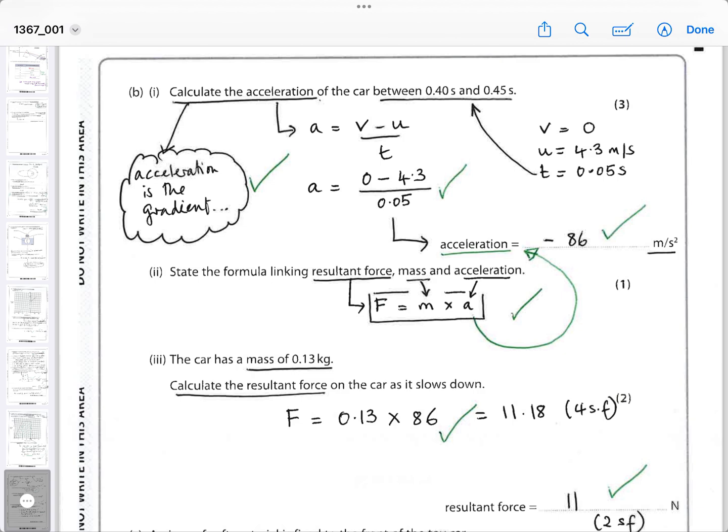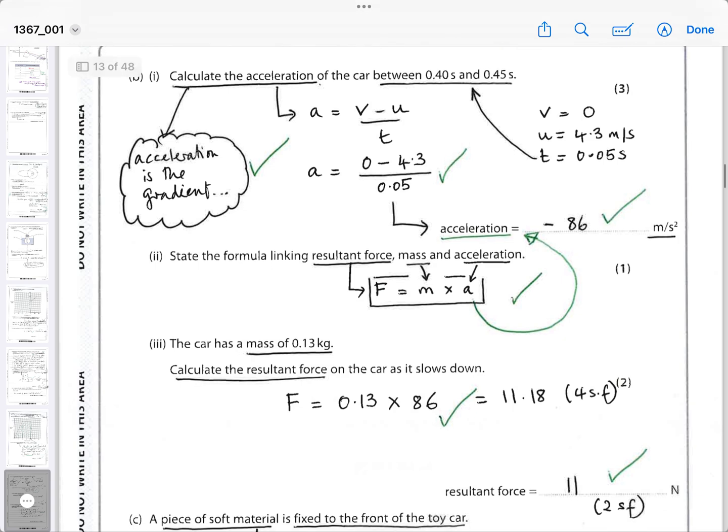So the acceleration is the gradient, whereas the distance was the area under the graph, and that's how you do the question. So you're given the data on the right. V is 0, U is 4.3, and T is 0.05. Okay, the next one, it's Newton's second law. State the formula linking resultant force, mass, and acceleration. So I've got it as symbols, but I've shown which words are linked to which symbol, so there's no confusion for the examiner. That's a good way of doing it, to make sure that you know which words are linked to which symbol, rather than spending time writing it out again as a word equation, which is in fact the correct way of defining any quantity in physics.